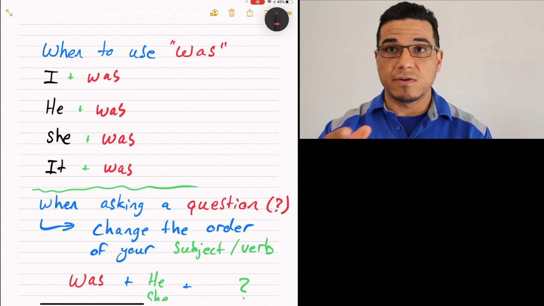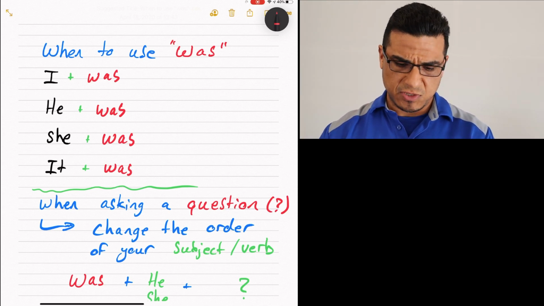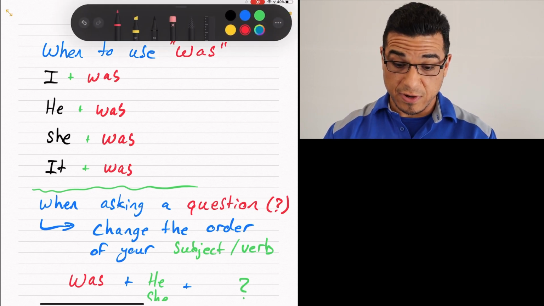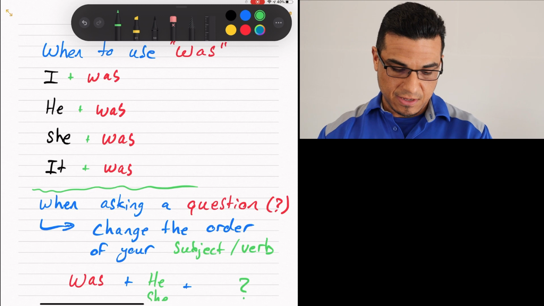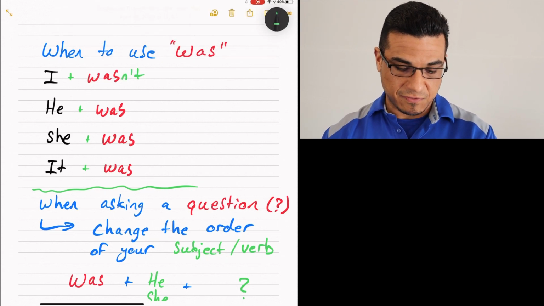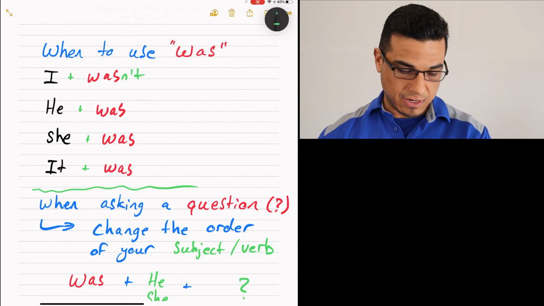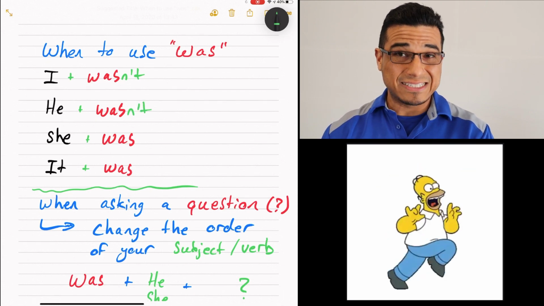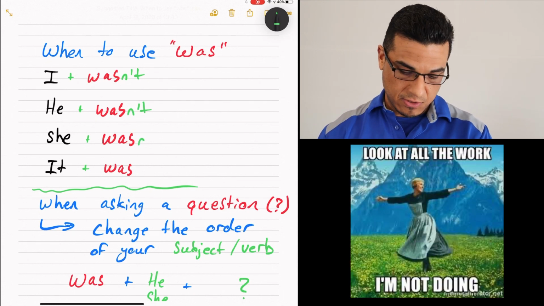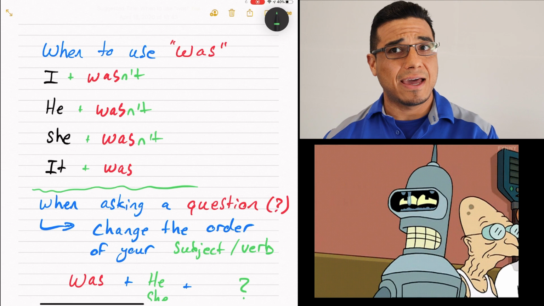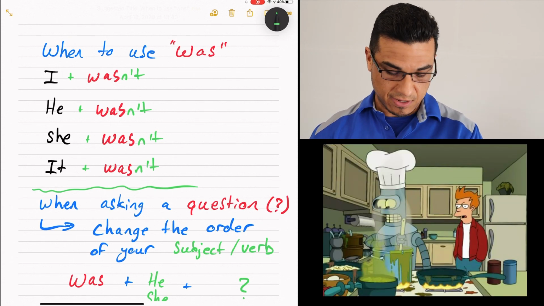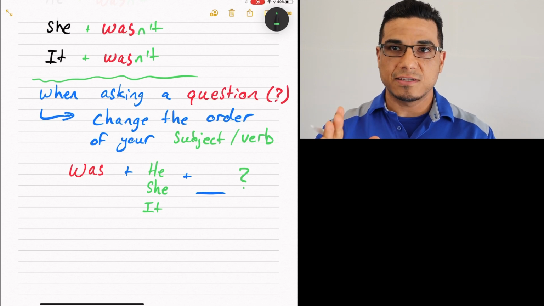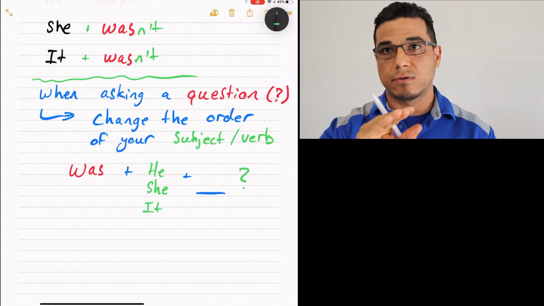If I were to convert it to the negative, you would just preferably use the contracted version. Oftentimes we just call them contractions. So I would attach n't, like I wasn't running, or he wasn't doing his work, or she wasn't happy, or it wasn't tasty.